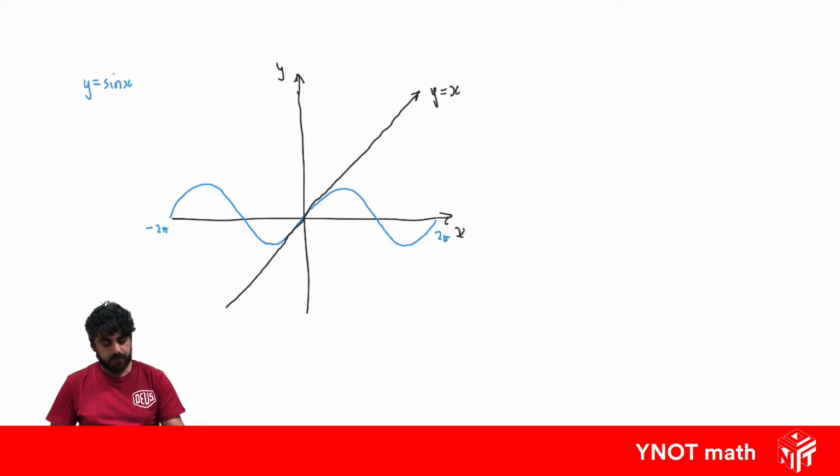And now we're going to draw in y equals inverse sine x, which is just a reflection of sine x about y equals x. And doing that, we're actually going to get something like this, where instead of oscillating around the x-axis, inverse sine oscillates about the y-axis.